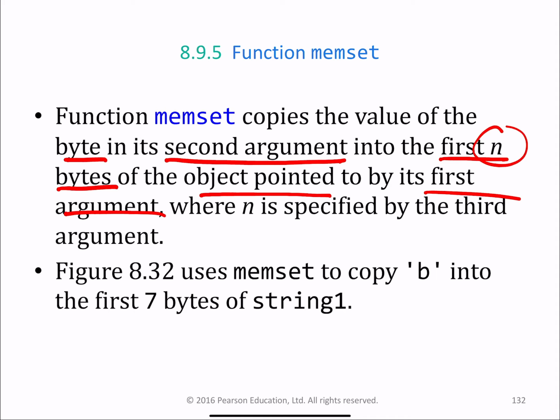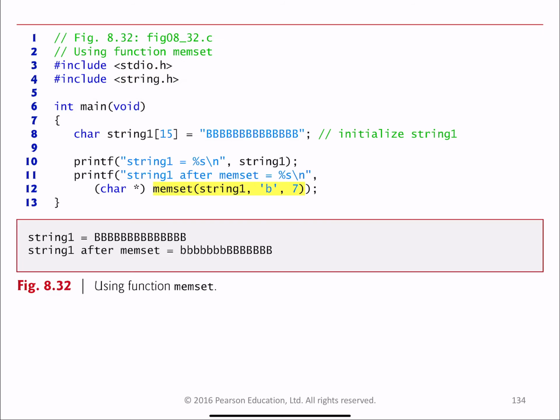In the example, we're going to copy the character B into the first 7 bytes of string 1. We'll be overwriting the first 7 bytes of string 1 with B. And here's what that looks like. We have, let's say, a 15-character string containing all capital Bs, even printed out.